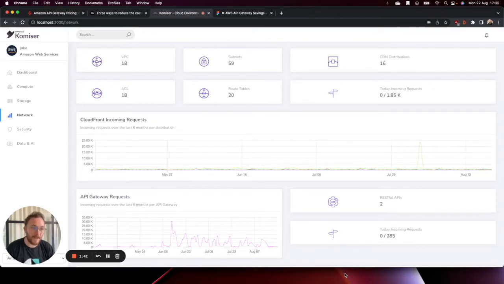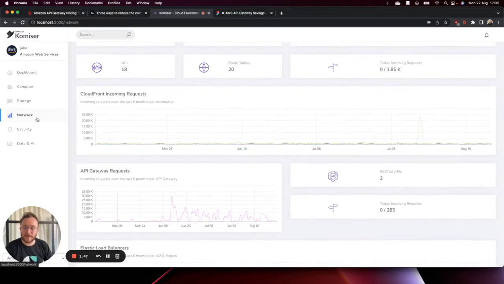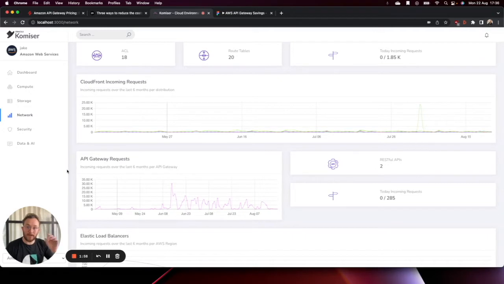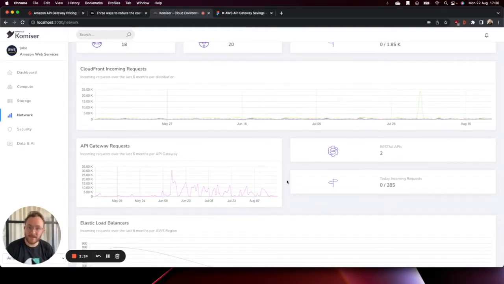Well, you can check that here, for example, in the Komiser dashboard. I'm looking at the network tab. So here we can see the absolute amount of API gateway requests that have come in the last 6 months. We can also see an aggregated view of the amount of APIs that we have, both REST and HTTP, today's incoming requests. So this is a good place to start to have an idea around how many requests you are working with, since it is one of the big pillars that you'll be charged on when it comes to API Gateway.